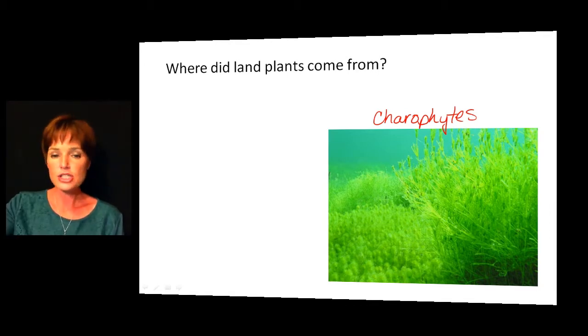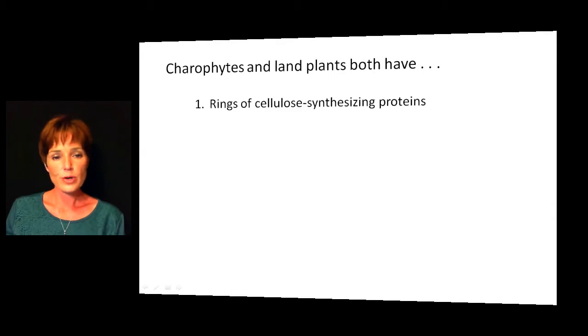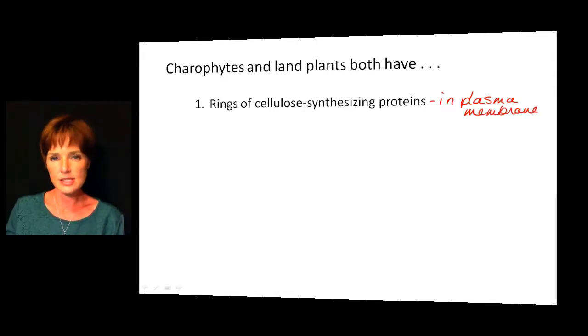Charophytes themselves share a number of unique characteristics with land plants. So if we take a look at these unique characteristics, these, along with some molecular data, do support that idea that these are the closest relatives of land plants. So together, they both have rings of cellulose synthesizing proteins. This is going to be something that's in the plasma membrane. And this is different from other algae because other algae will have cellulose synthesizing proteins, but they're going to be linear proteins. So this ring thing is unique to the charophytes and then also the land plants.